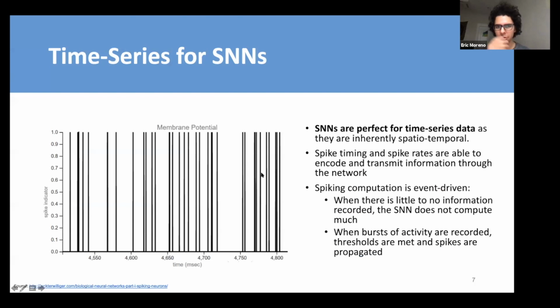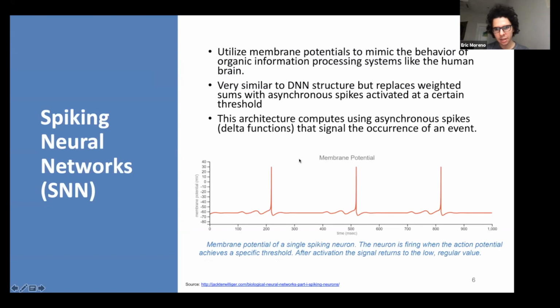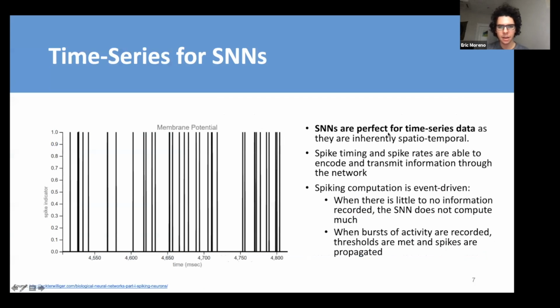So now let's think about time series for spiking neural networks. If you look at this last plot, basically the asynchronous spike signaling the occurrence of an event is inherently temporal. So these SNNs are perfect for time series data, as SNNs are inherently temporal architectures. Basically, you're able to encode information through spike timing and spike rates, and you're able to transmit this information through the network using these neurons.